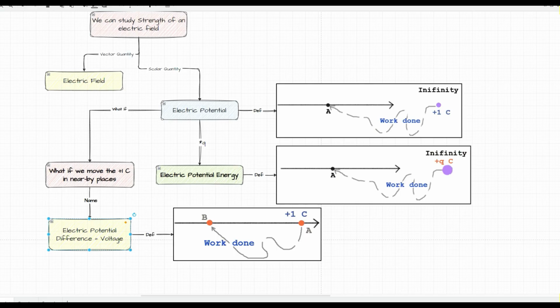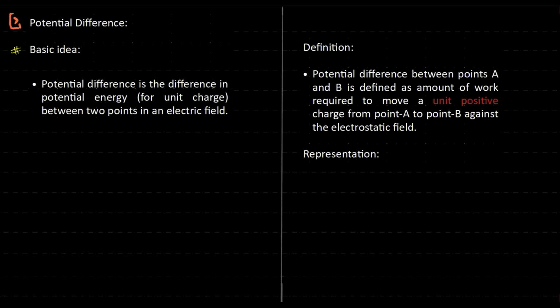So let's look into the idea of potential difference. Potential difference, or voltage, is nothing but the work we do on 1 coulomb getting the charge from point A to point B. The amount of energy spent is the potential difference between point A and B. Okay, so that's the definition per se, that's the idea.